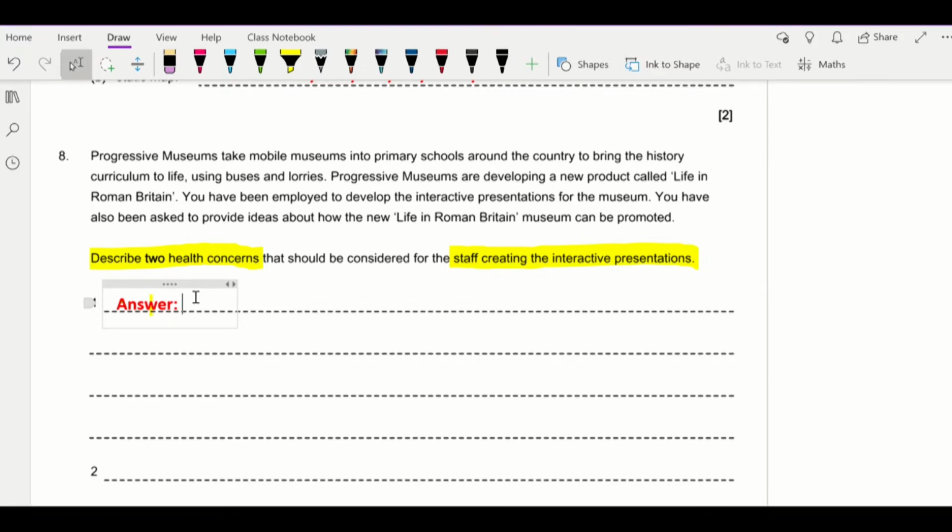So we need to think about how the staff might use technology to make the presentations, and also about things like breaks, and how you can support that as well. Maybe there's some health and safety concerns when filming the video that goes in the presentations and things like that. So if we think about how we normally use computers, we could talk about the screens.